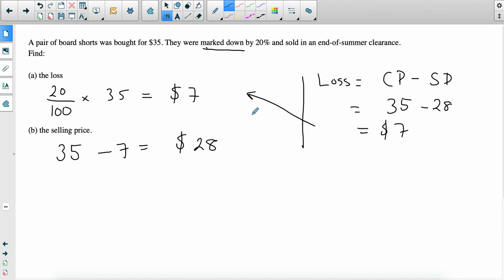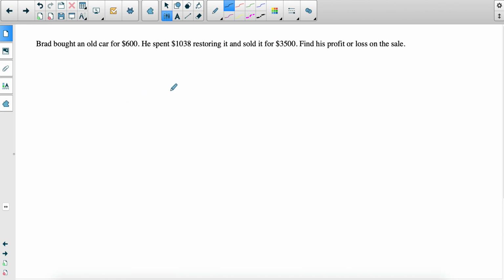So with these questions, it's just a matter of understanding what the question wants and how to answer them, what formula to use, and so on and so forth. These questions have asked you for percentages. I've put up a question where it doesn't actually tell you the profit and loss, and it's giving you a couple of numbers. So this is one of the questions. Brad bought an old car for $600. He spent $1,038 restoring it and sold it for $3,500. Find his profit or loss on the sale.